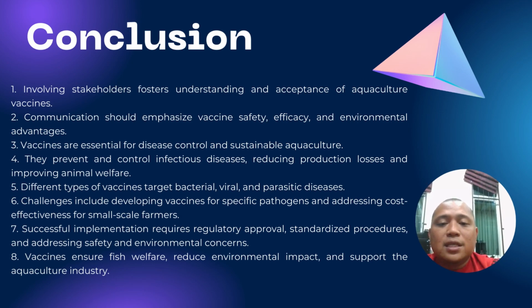such as the lack of vaccines that target specific pathogens, and ongoing research is required to create efficient vaccines for diseases with high economic impact. For small-scale farmers, cost effectiveness, vaccine distribution logistics, and administration technique are crucial factors to take into account. Successful vaccine implementation requires regulatory approval, standardization of vaccination procedures, and addressing public safety and environmental impact concerns. Vaccines help to ensure the welfare of farmed fish, reduce environmental impact, and support the economic viability of the aquaculture industry.